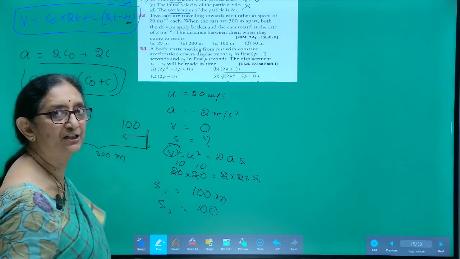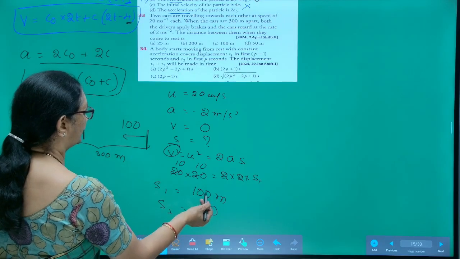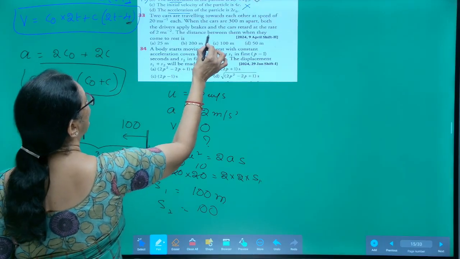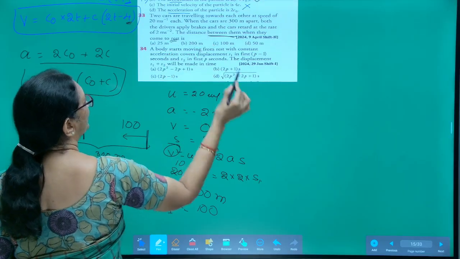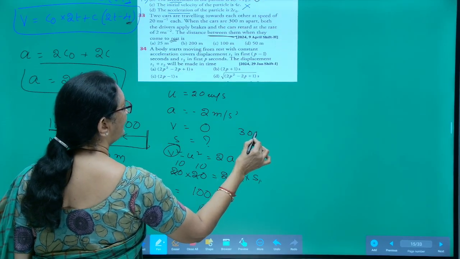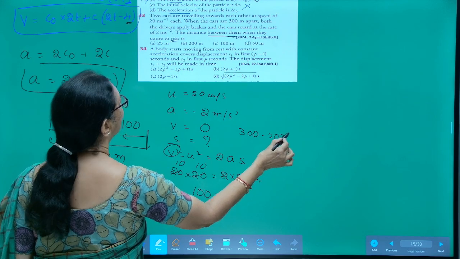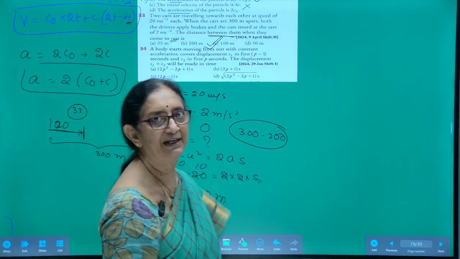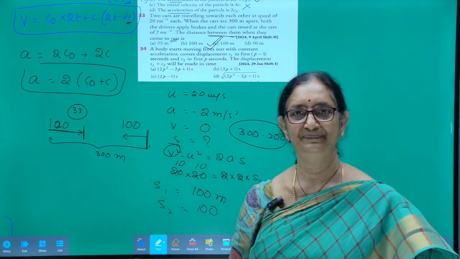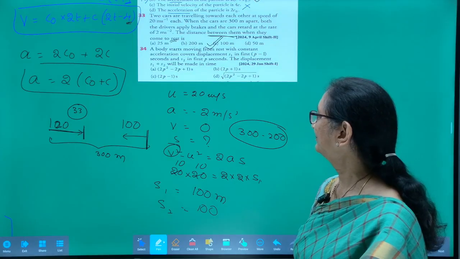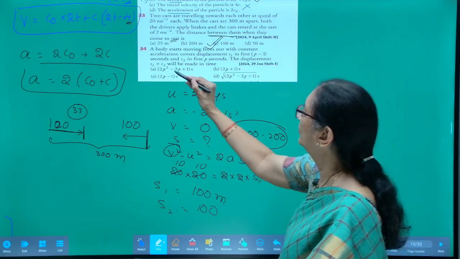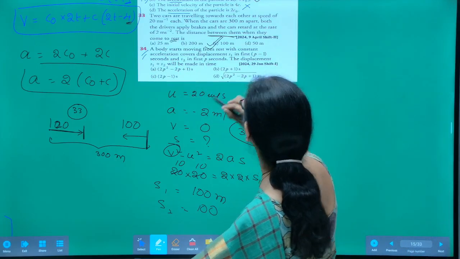So both cars together have covered 200 meters out of 300. So the distance between them when they come to rest is 300 minus 200, that is 100 meters, which is the correct answer for that problem. Is it all? That is 33. Now look into question number 34.